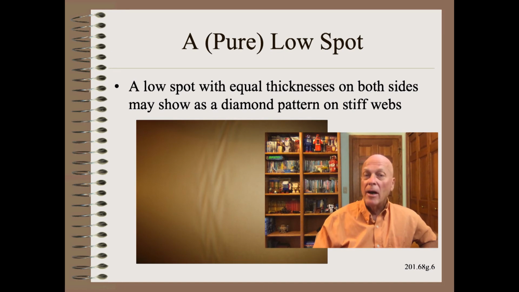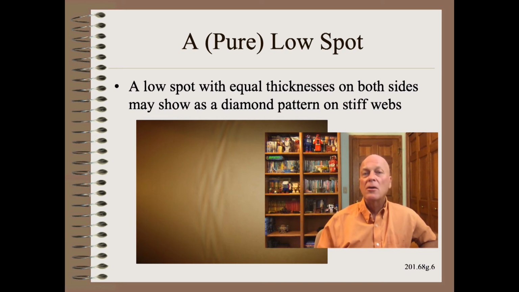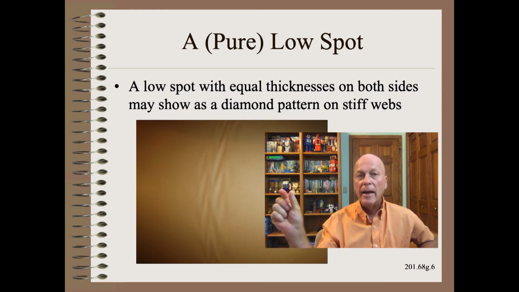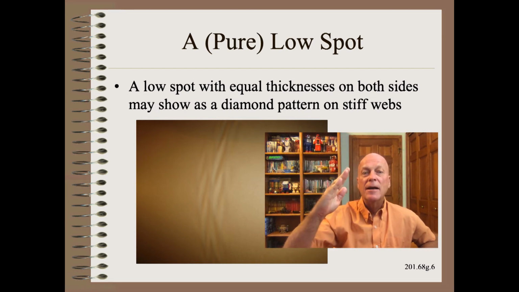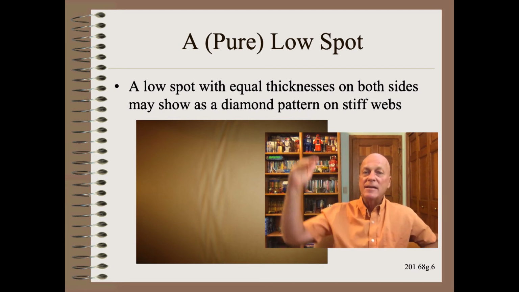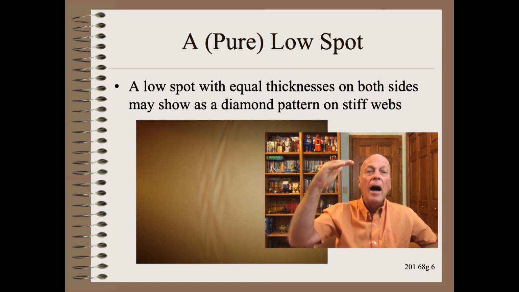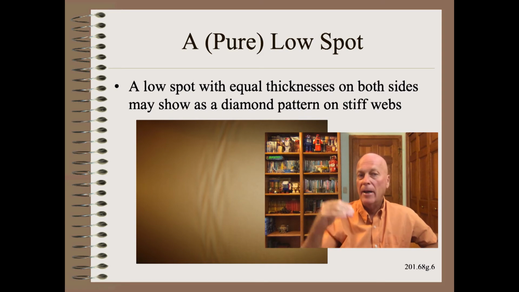As we cover in my Web 101 class that has been taken by 5,000 students just like you, the pure low spot may appear as a diamond pattern in a narrow lane, especially with high modulus webs. Again, note the wrinkle at an angle. However, now we have two angles. This is a high, low, high pattern of thickness instead of a high, low, medium pattern, as seen with the corrugation.